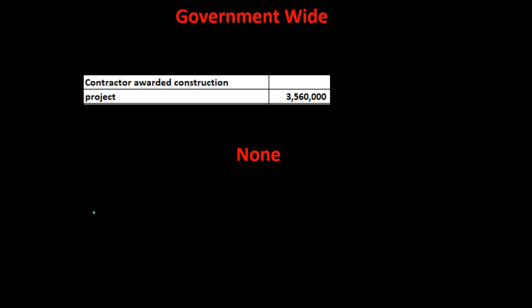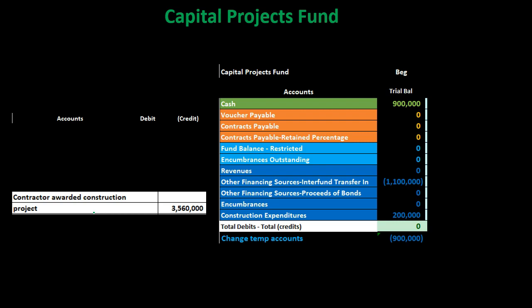So nothing on the government-wide level. However, when we think about the capital projects level, we do want to record something. Why? We want to be transparent. We want to say, hey, we've got a contractor that's going to be doing the project. We've signed this. We're actually going to post it to the general ledger so you can see it there. Well, how are we going to do that?